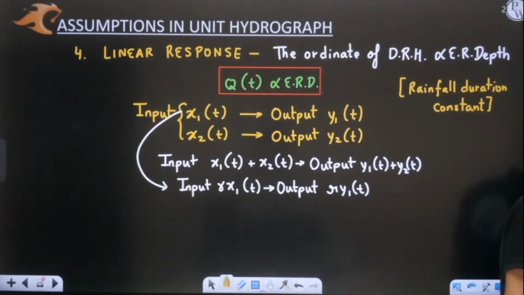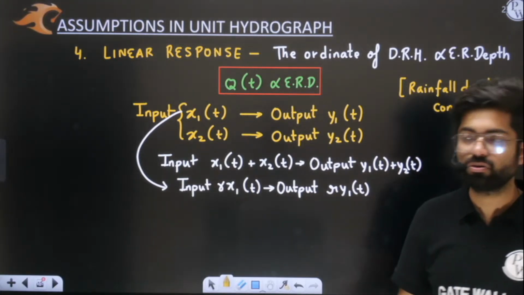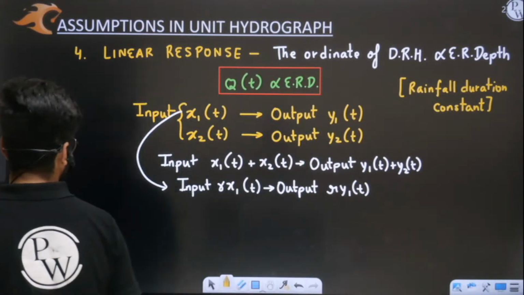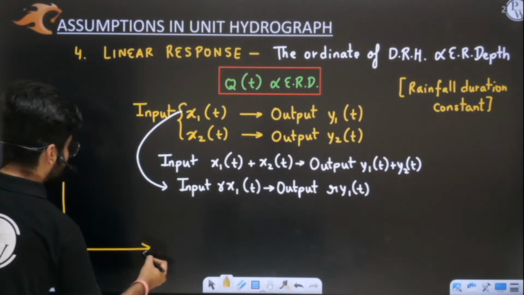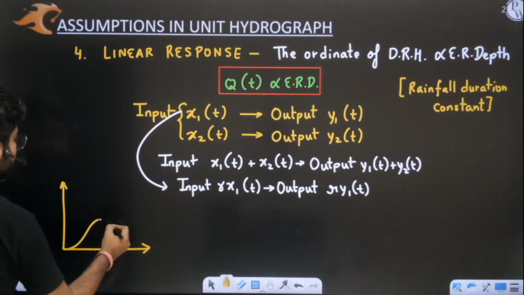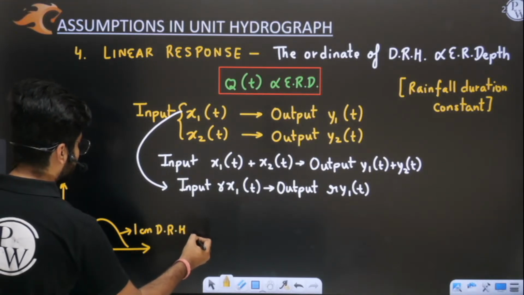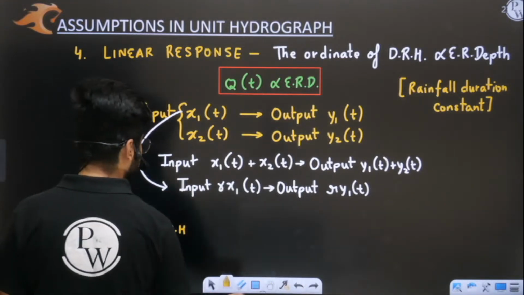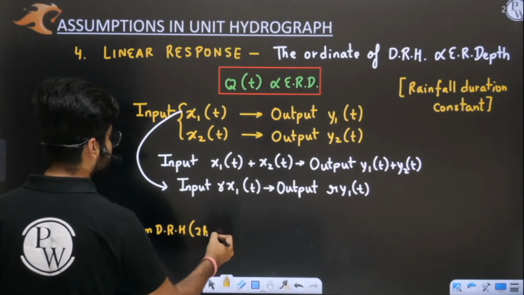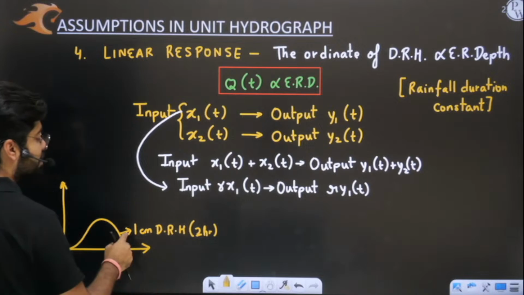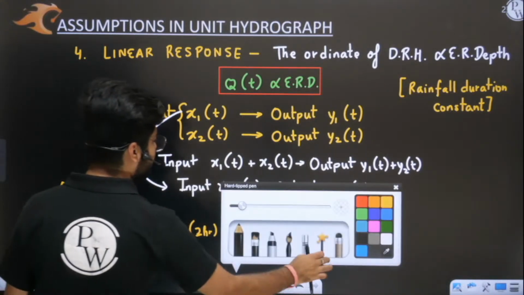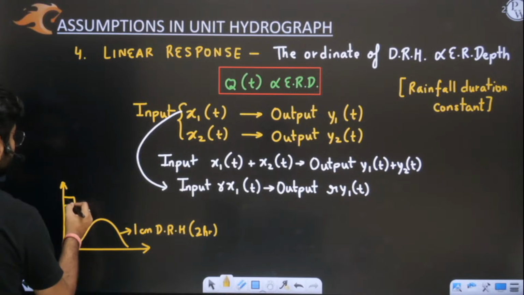So when effective rainfall depth increases, my discharge will also increase. This we have understood clearly. Yes or no? Tell me. Sir, let me say this is the 1 centimeter DRH of 2 hour. That means in 2 hour rainfall was there, and because of that 1 centimeter excess rainfall is there. So let me draw 1 centimeter here. This is 1 centimeter.